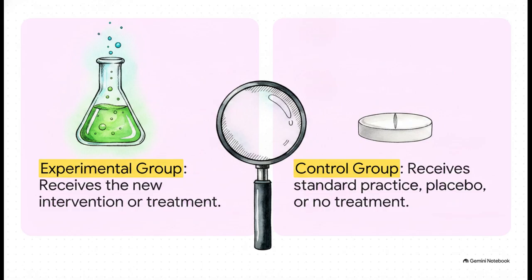The control group gets a placebo, standard care, or the traditional teaching method. As researchers Campbell and Stanley have emphasized, this direct comparison is strictly necessary for distinguishing actual treatment effects from all the other possible explanations out there.